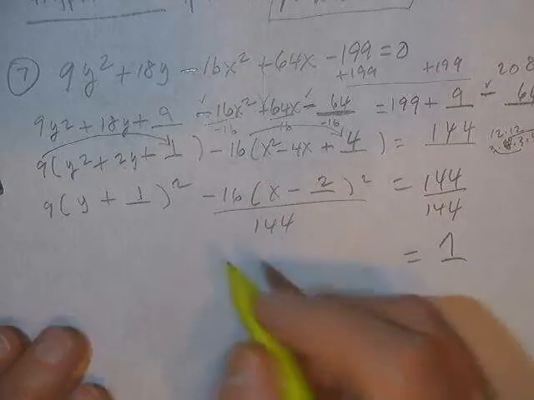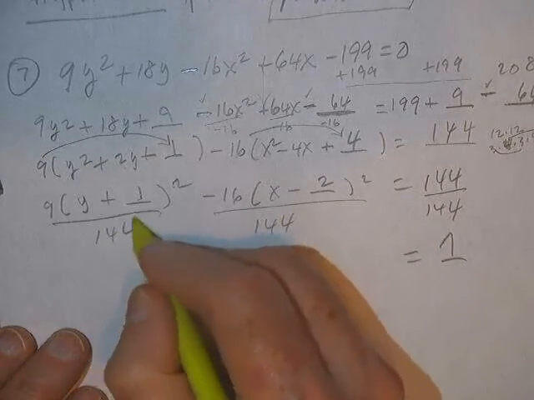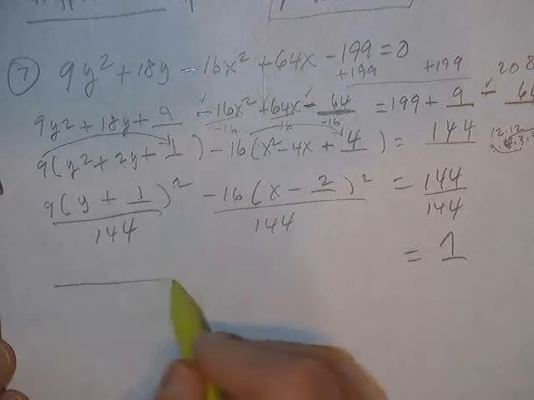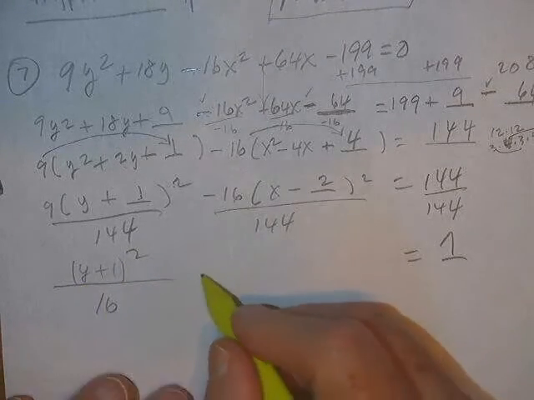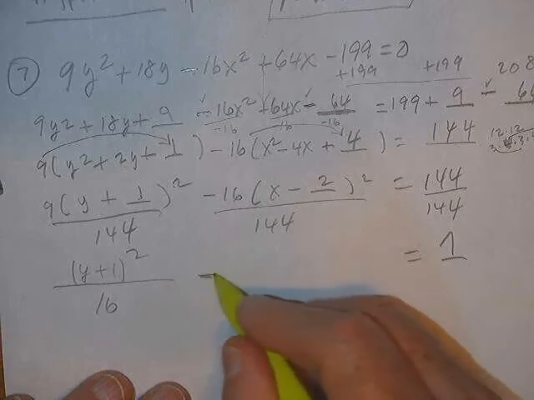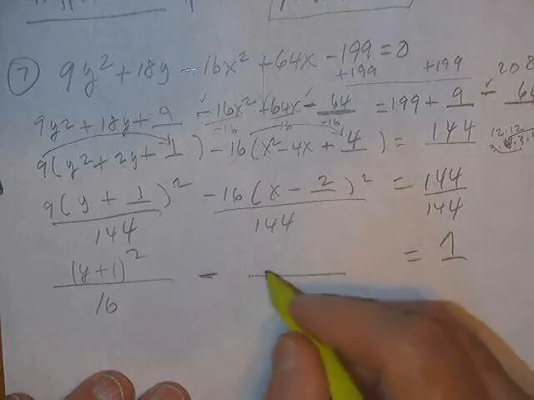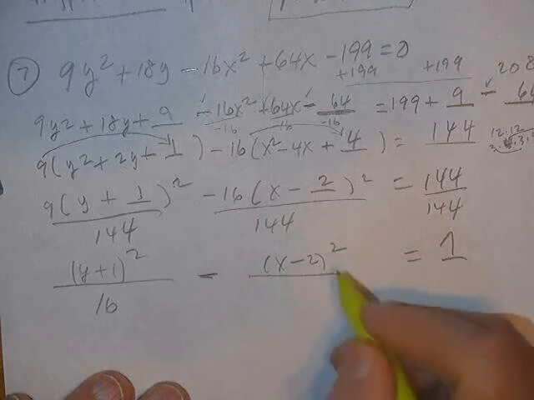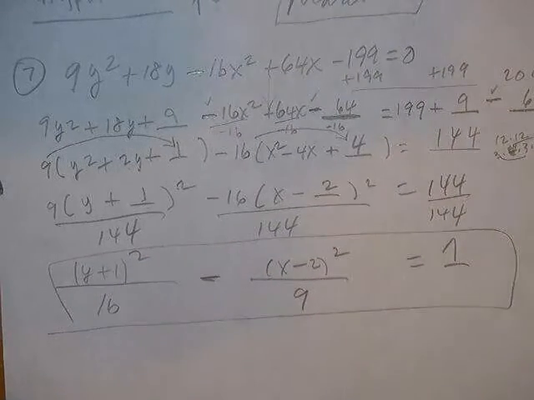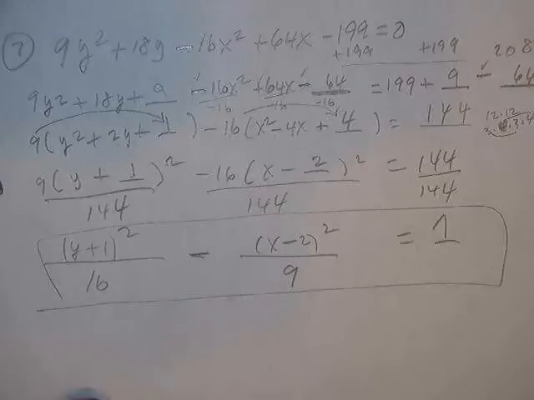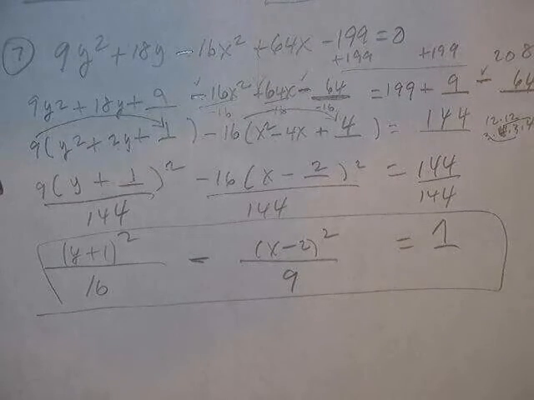We don't do it on circles. And here I'm going to get y plus 1 squared over 16, negative in the middle, x minus 2 squared over 9. And that's equal to 1. And I'm done on that one.